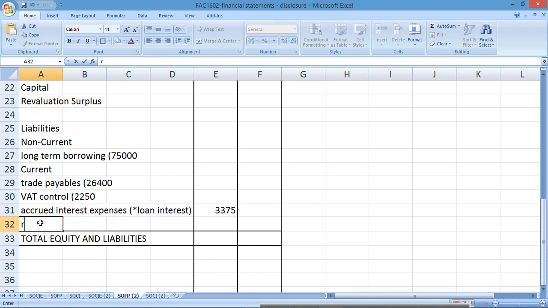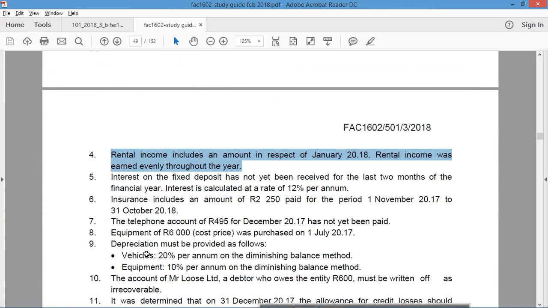Rent income received in advance, 3,600. That was the right amount. Let's go back and check. Yes. So that's what you had to do for that transaction. What did you initially think? I would say bank and rent income.